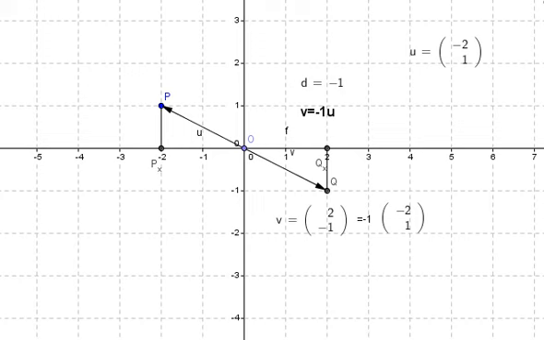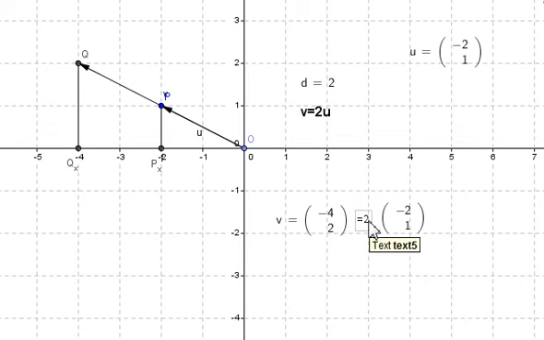So if we want to get the coordinates of a scalar multiplication of a vector, we multiply each coordinate of the vector by the number that we multiply the vector by. So here, for example, by 2: 2 times -2 is -4, and 2 times 1 is 2.